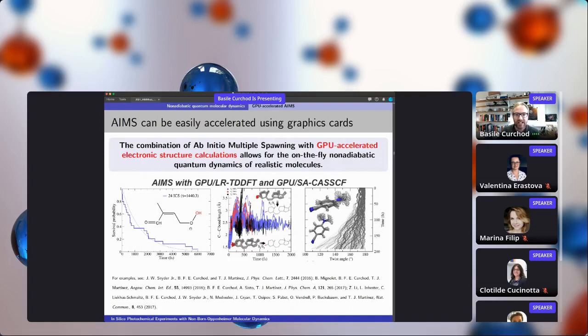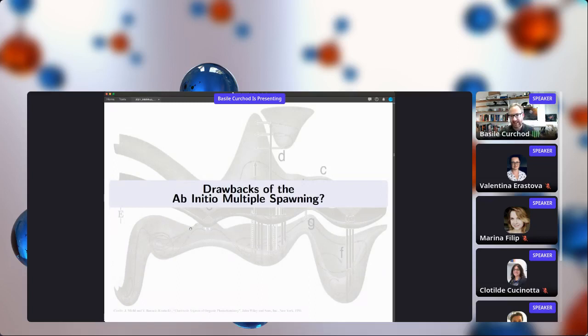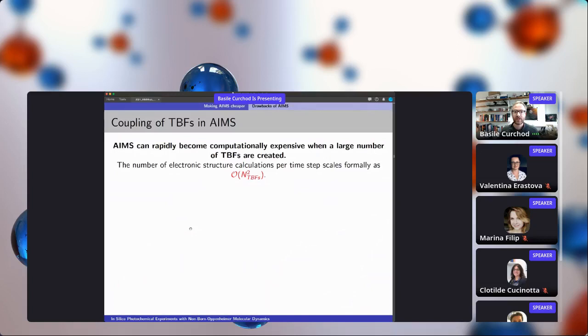So what are actually the limitations of these strategies? In particular, if I want to look at a bigger system, or a system with a higher density of states, the big problem is, of course, spawning. Ab initio multiple spawning can spawn a lot of Gaussian functions, and as all these Gaussian functions need to talk to each other, the number of electronic structure calculations per time step will scale, formally, quadratically with the number of Gaussians. So the calculation can become extremely expensive very rapidly.